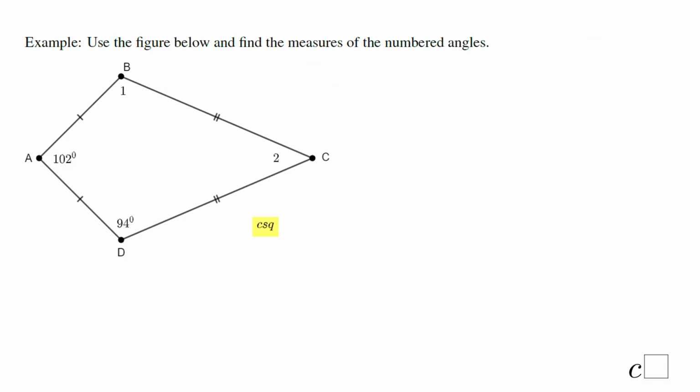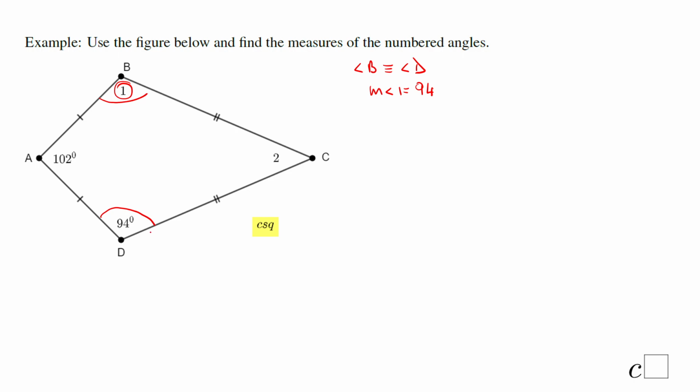Now let's use these properties in the next problem. In this example, we have to find the measure of the numbered angles. I'm going to start with angle 1. Angle 1 is the angle that is the same as this angle. The measure of angle 1 is 94 degrees because angle B and angle D are congruent. These are the angles formed by the non-congruent sides.